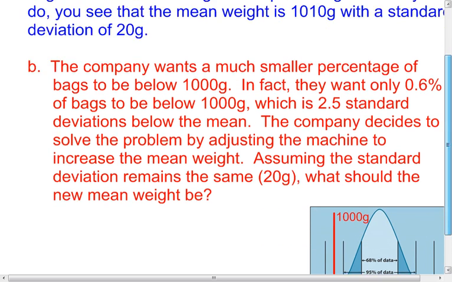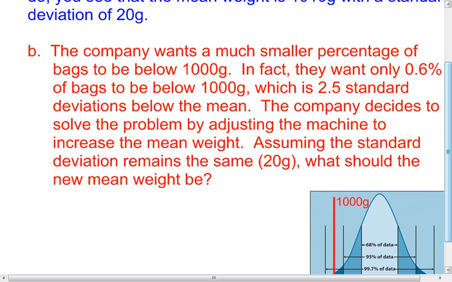Same situation. Now the company wants a much smaller percentage of their bags to weigh below 1,000 grams. In fact, they've decided they want only 0.6% of their bags to be below 1,000 grams. And that 0.6% happens to fall at about 2.5 standard deviations below the mean. So 0.6% equates to 2.5 standard deviations below the mean.